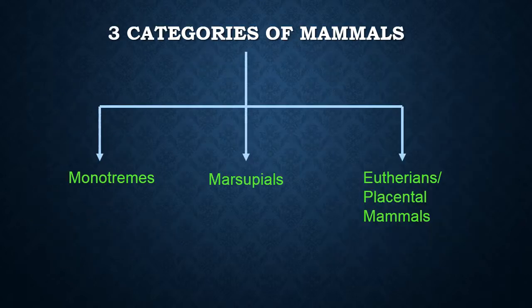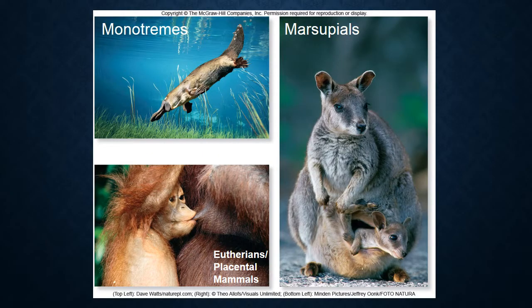So there are 3 categories of mammals. There are monotremes, marsupials, and eutherians, which are our placental mammals. So here we go, just some examples real quickly of each. Our monotremes, like our platypus. Our marsupials have that front pocket. And eutherian or placental mammals, there's a large variety of those.